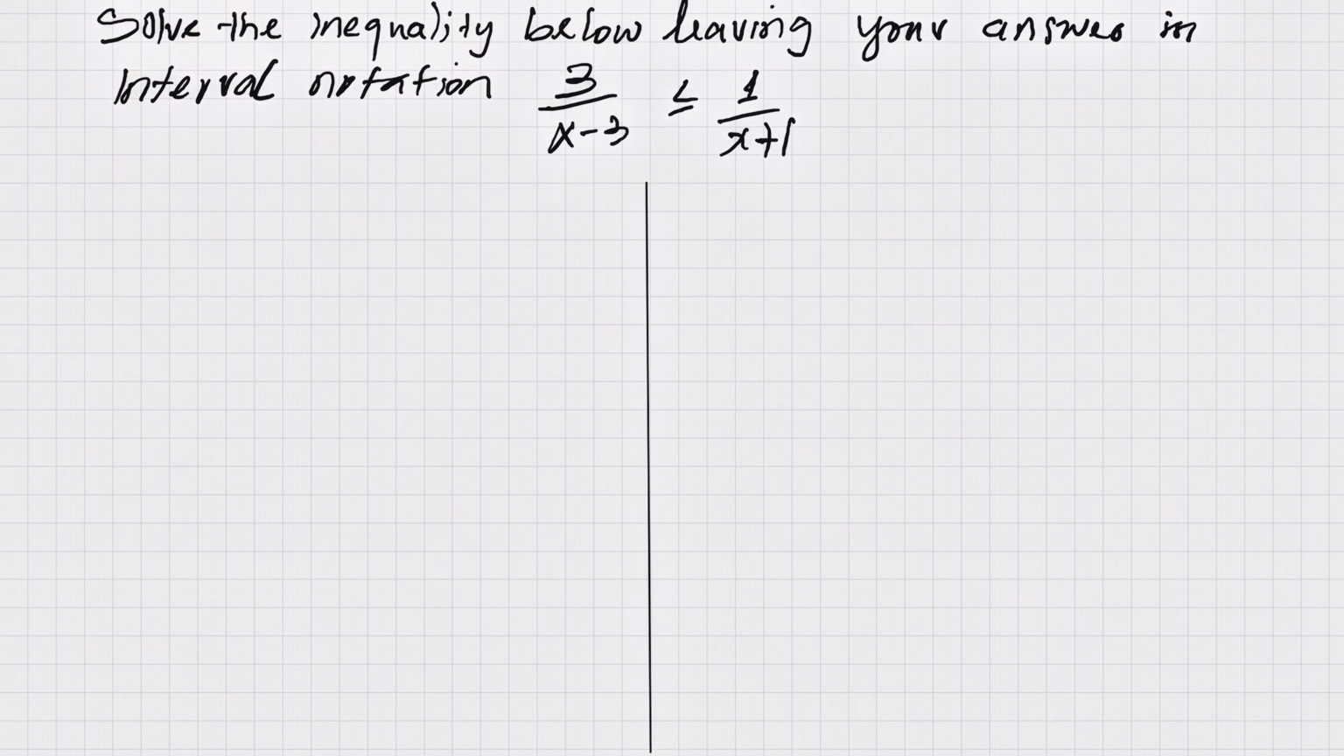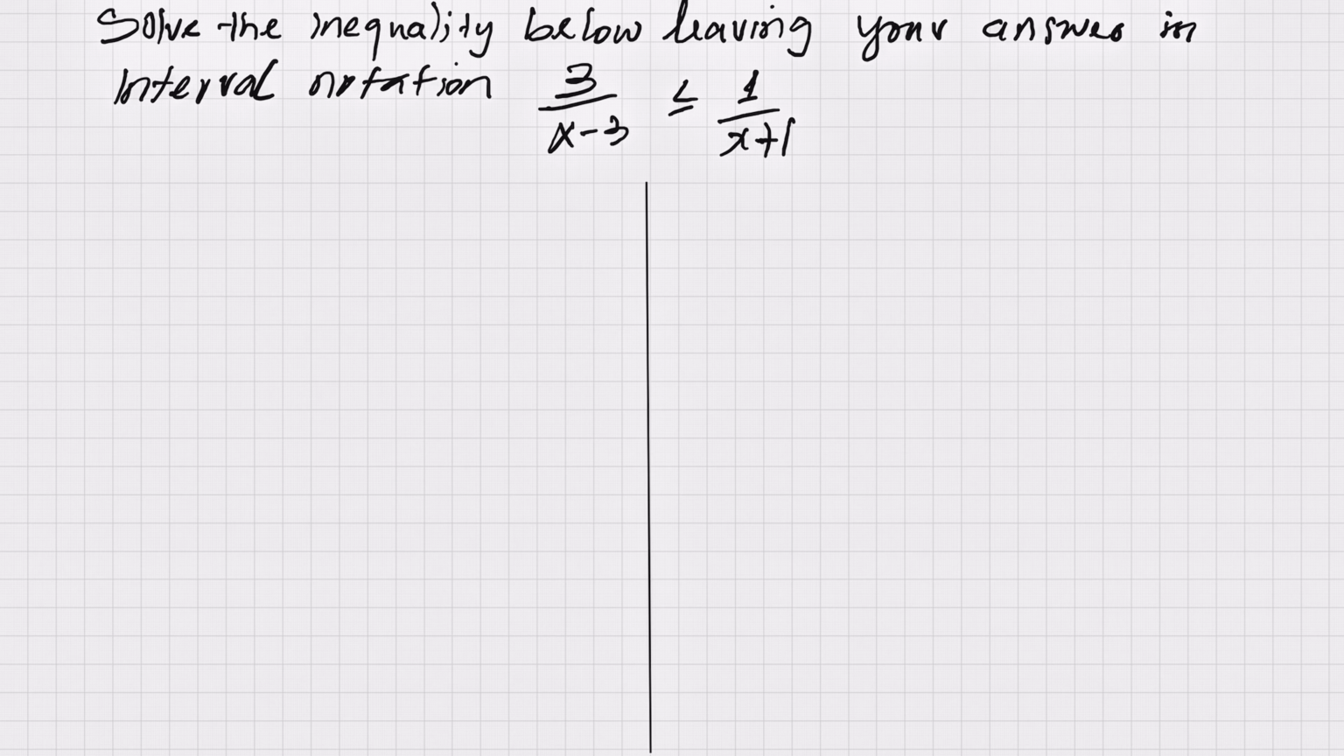Today we are going to be looking at inequality, linear inequalities. This question is very interesting. It said solve the inequality below, leaving your answer in interval notation. So we have 3 over x minus 3 is less than or equal to 1 over x plus 1. So to solve this problem, we are going to simplify it.